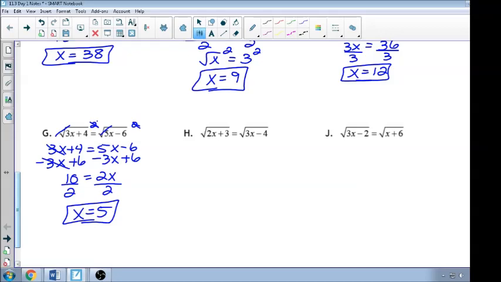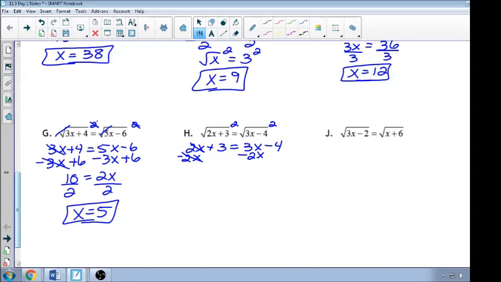I already have the square root isolated, so I'm just going to go ahead and square both sides, which just cancels out the square roots on both sides. So I end up with 2x plus 3 equals 3x minus 4. Again, I want to move the smaller variable, so I'm going to subtract the 2x from both sides.